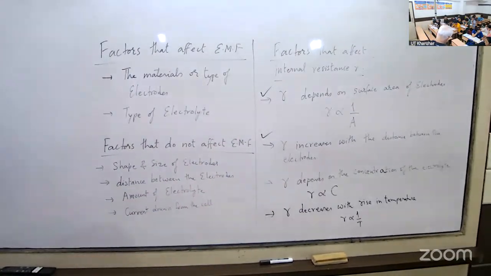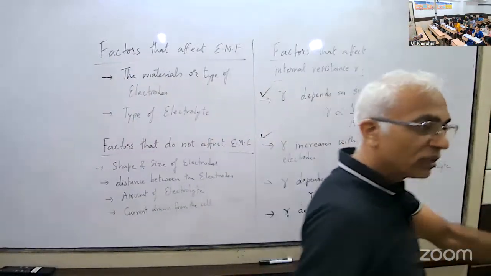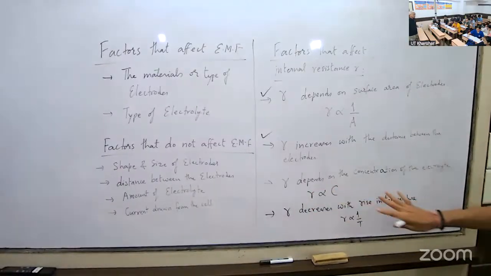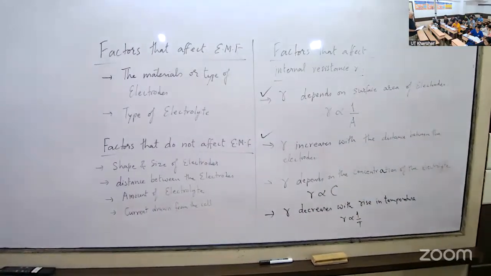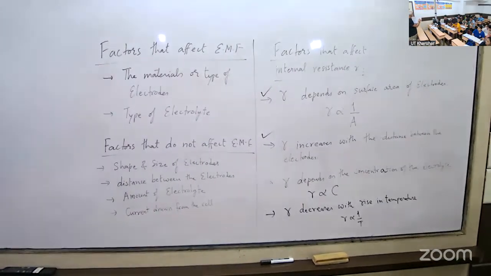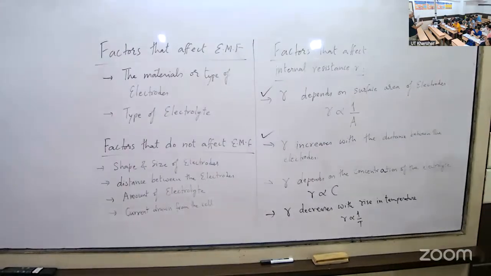Okay, so we are done with the important part of this chapter. Rest from here on is a fun thing. Only the understanding part was still easy, right? So you have this table provided. Difference between EMF and terminal potential difference. Read through the points. See if you need any clarity. As far as I am concerned, I have already explained.